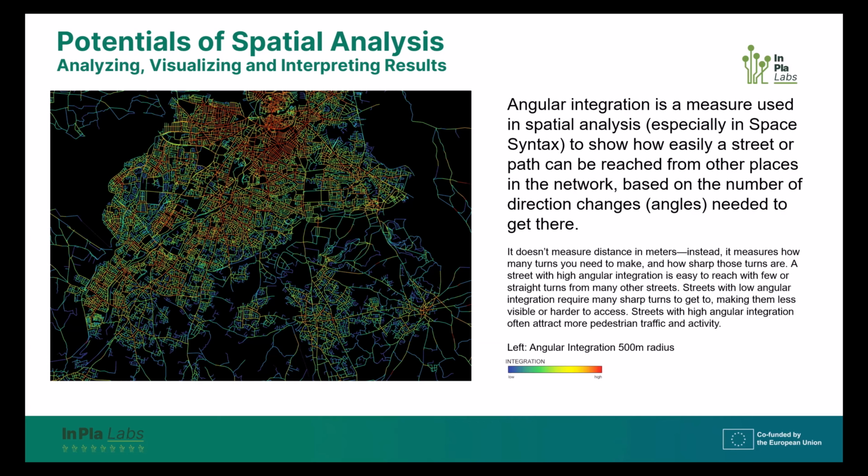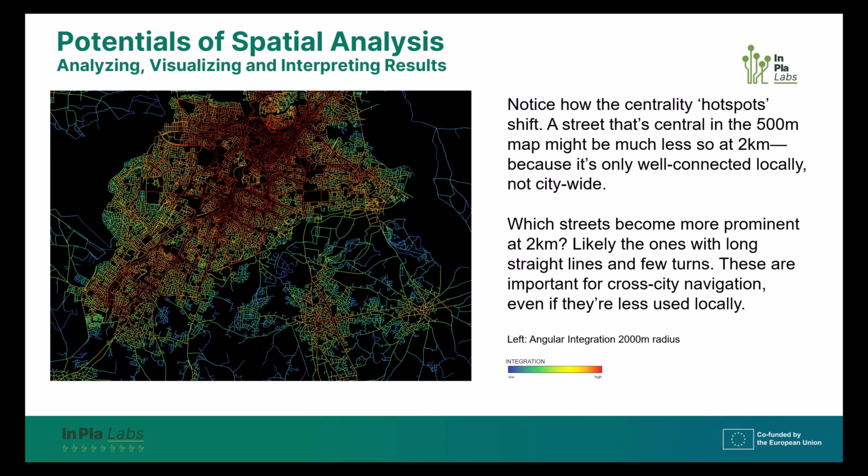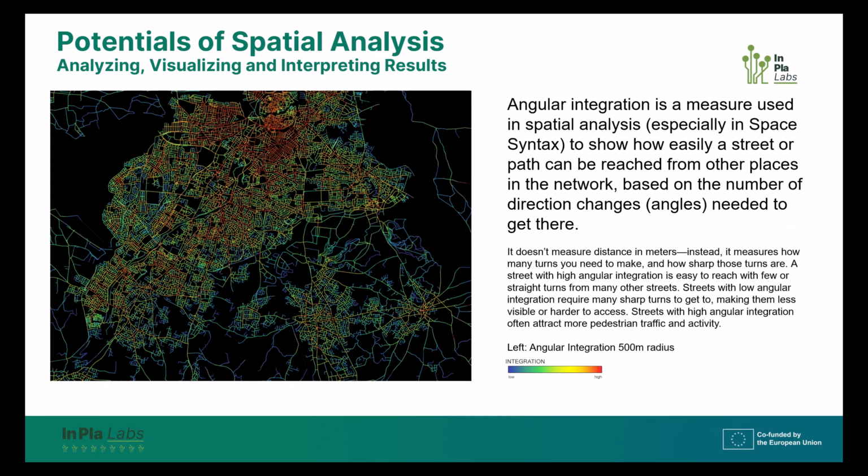I'm reminding that this doesn't mean that red is good, blue is bad. Different streets have different purposes. So moving to the next slide, we are jumping in the scale of analysis. So if we see here, we are looking at angular integration for a 500-meter radius, which is specifically for pedestrians.